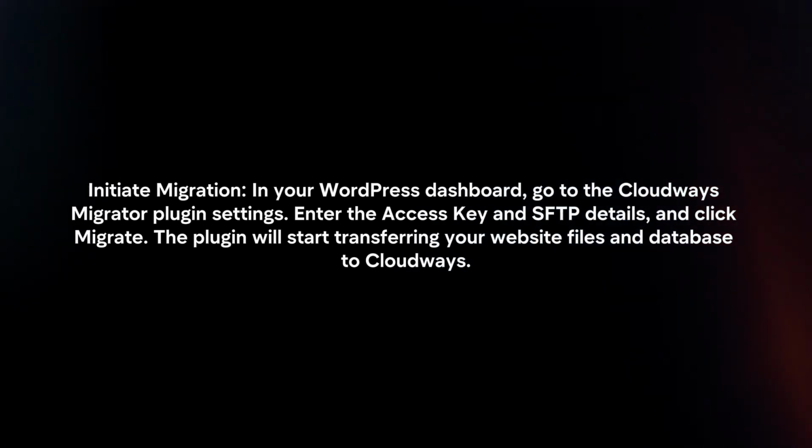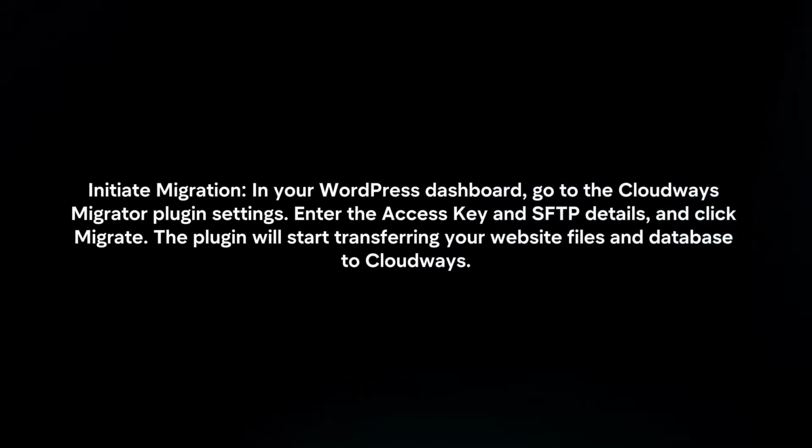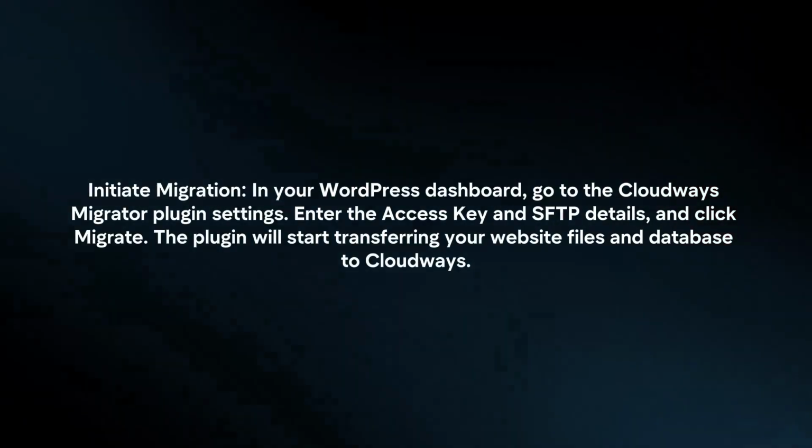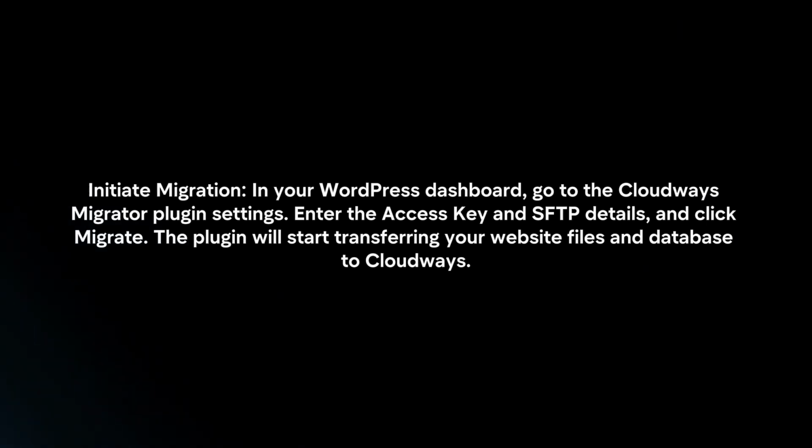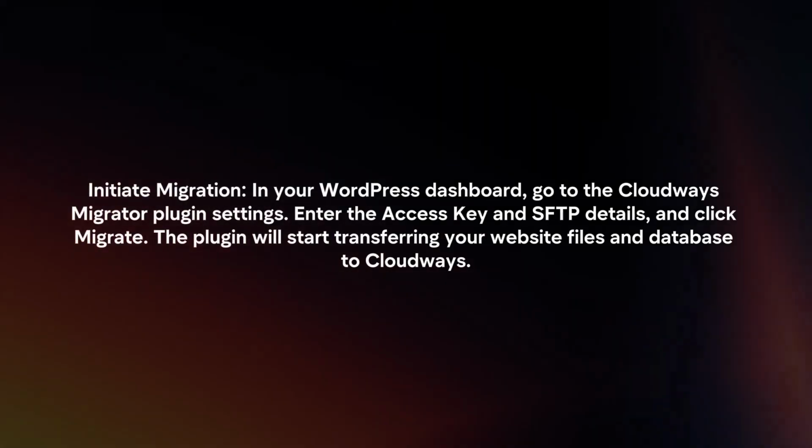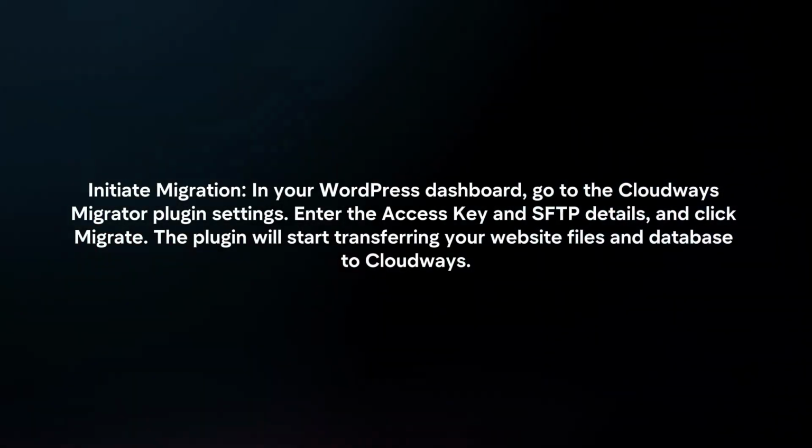Initiate migration. In your WordPress dashboard, go to the Cloudways Migrator plugin settings. Enter the access key and SFTP details and click Migrate. The plugin will start transferring your website files and database to Cloudways.